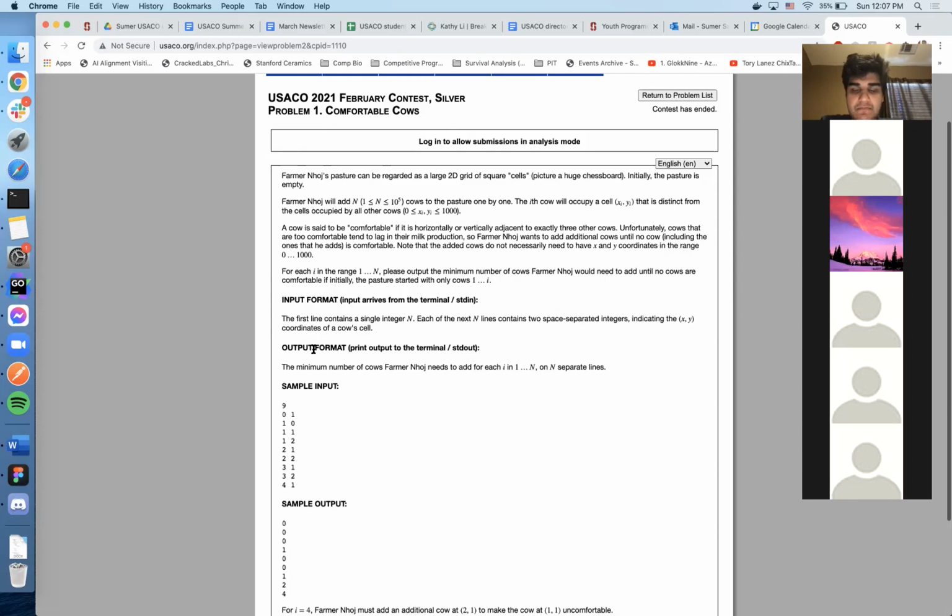So essentially in this problem, for each i out of all these cows, we need to say how many cows we will need to add until there are no cows that are comfortable, starting with only the first i cows. Okay, does anyone have questions about what this problem is asking?